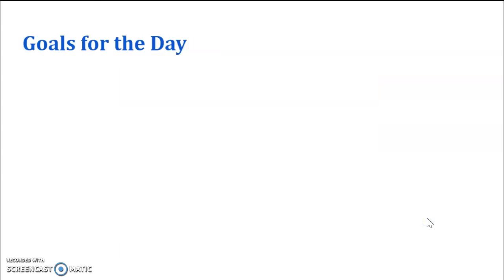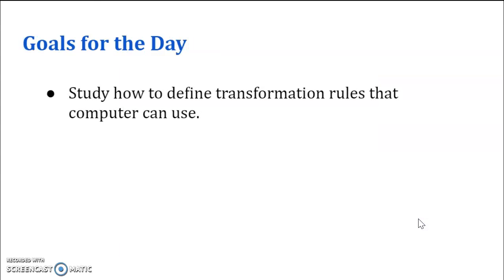Okay, goal for the day. We're going to study how to define transformation rules that computers can use. So if you're thinking about graphic designers for all your video games or animations or anything like that, what do they do? There's a lot of transformation going on when we're talking about movement of shapes. And they certainly do not use patty paper, tracing paper, but they use algebraic notations to move things around. And we're going to be using that and learning about that. And we're also going to be talking about symmetry.